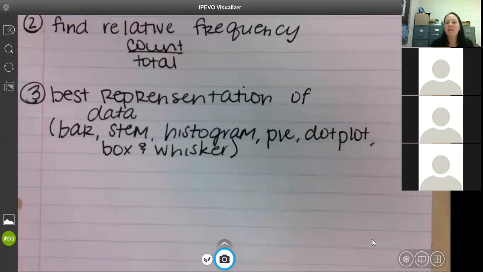Dot plot, we didn't talk about those much, but we made those just with the little dots. Those are really good to be able to show the shape of the graph. So again, you wouldn't do a dot plot with a million points, okay? Small amounts of data. And then box and whisker, when you need to figure out if it's skewed left or right, something like that. So it'll ask you which one is the best representation, and you're going to know, okay?